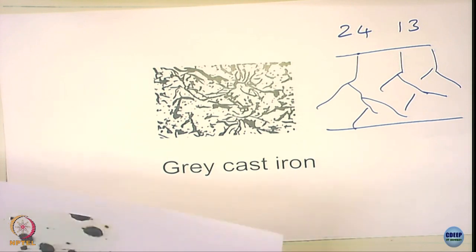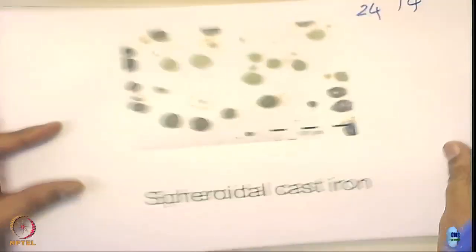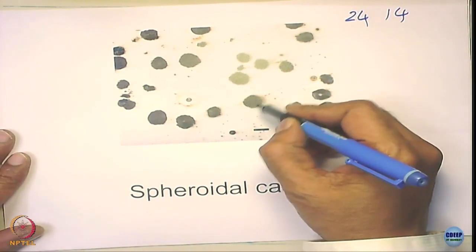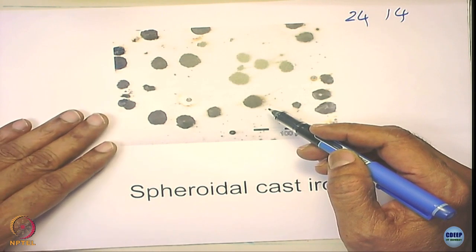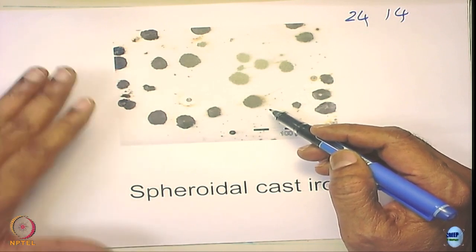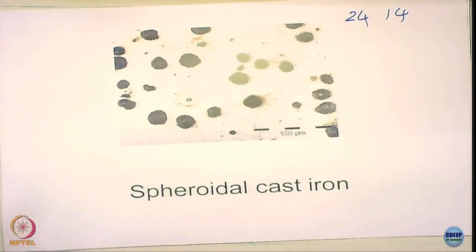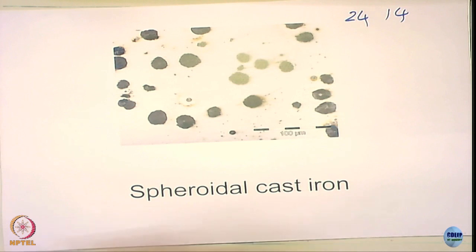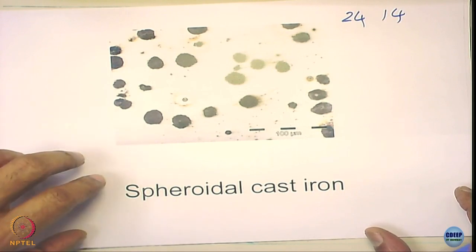If you take a spheroidal cast iron, notice the microstructure. These are graphites, and they are spherical. What difference does it make between the gray cast iron and this? They are not interconnected, they are well separated. That means each of them is surrounded by the matrix. It has good mechanical properties as compared to gray cast irons. We are not going to discuss that aspect, but these microstructures have relevance for corrosion.